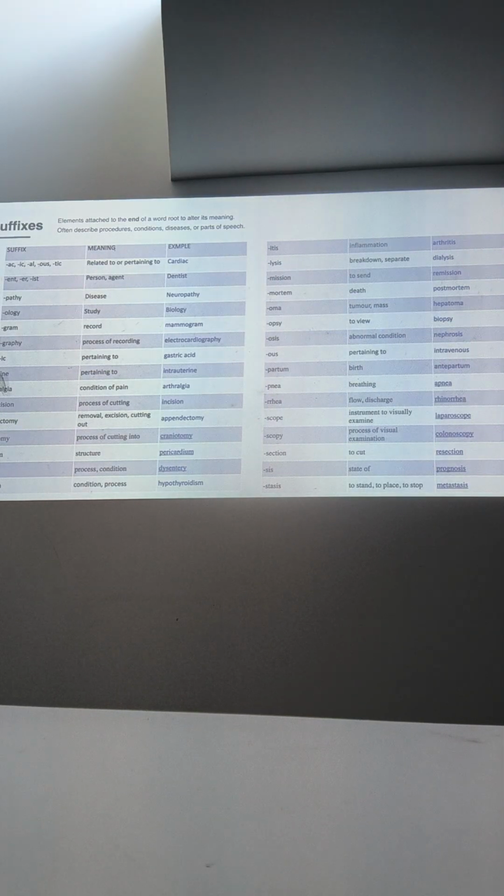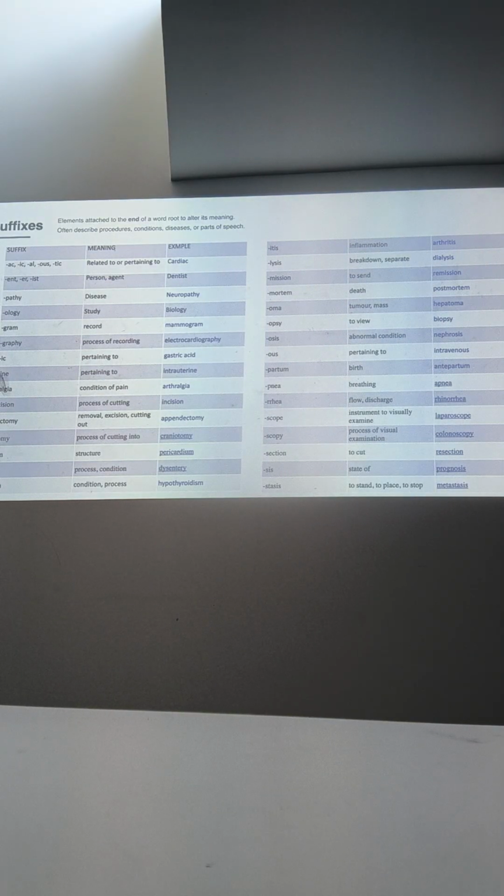Every root word has to have a suffix, and it often describes a procedure, a condition, a disease, or a part of speech. So -ac, -ic, -al, -ous, or -tic is related to or pertaining to. So cardiac bypass surgery, gastric bypass. There's no such thing as cardiac bypass surgery. That was gastric bypass, sorry. Cardiac arrest, that's the one.